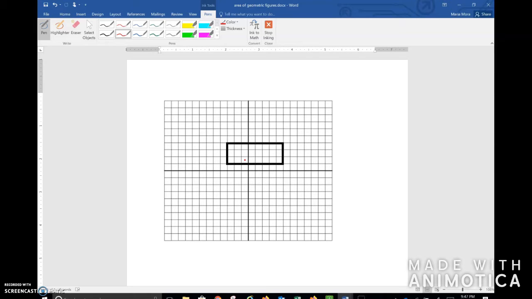I'm going to count the spaces because these are horizontal and vertical lines. So this is 1, 2, 3, 4, 5, 6, 7, 8. So this distance, I'm choosing red, this distance is 8. And then this is 1, 2, 3. We know that the area of a rectangle is length times width. So the area equals 8 times 3, which is 24. And that's the area of the first shape.